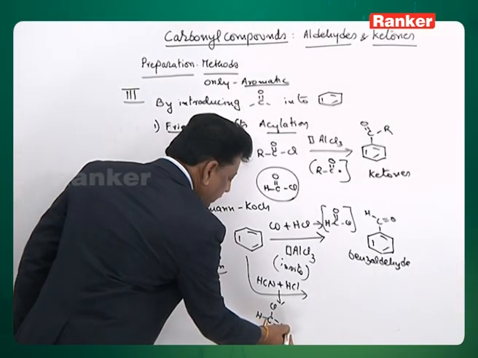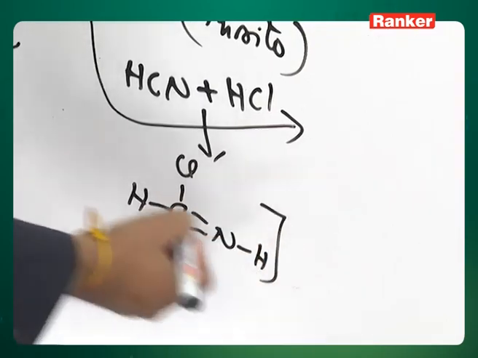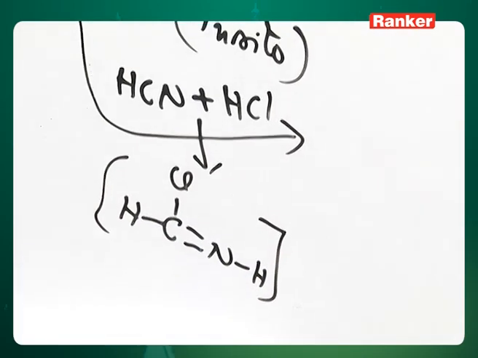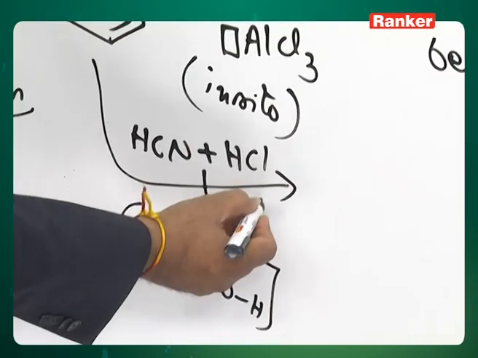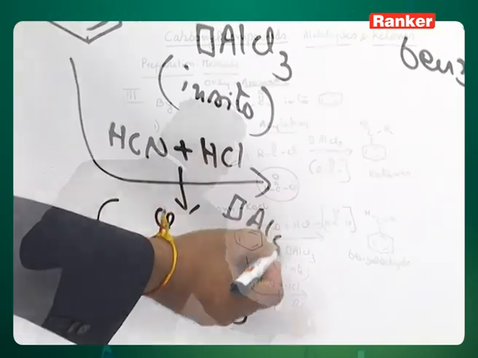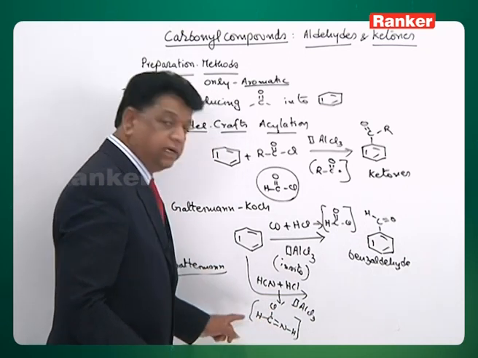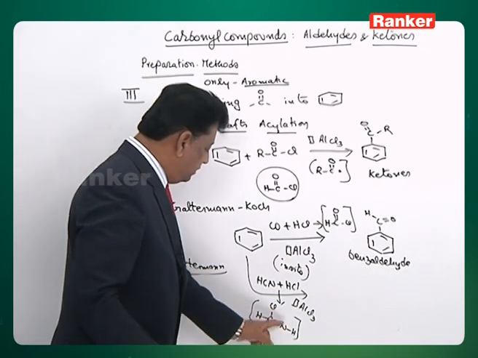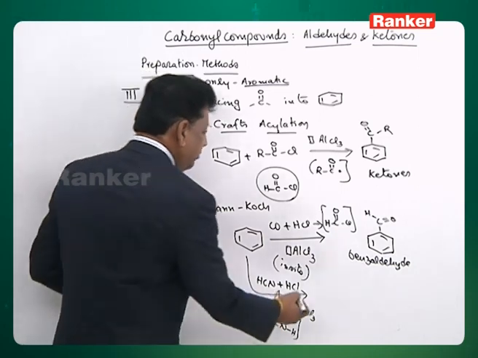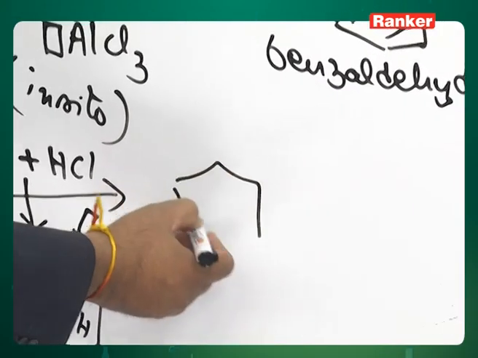H will be there on the night. This is also a very unstable compound, and from here also the same catalyst, that is anhydrous aluminum chloride, is used, and that will take away the Cl. However, you won't get benzaldehyde directly; you will get this formimino-containing benzene.